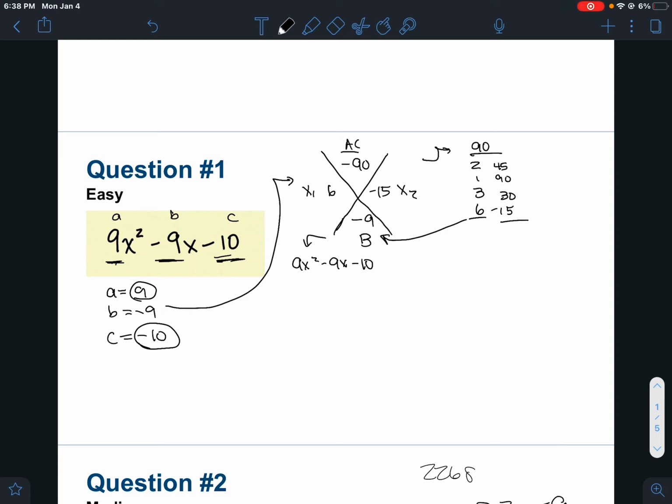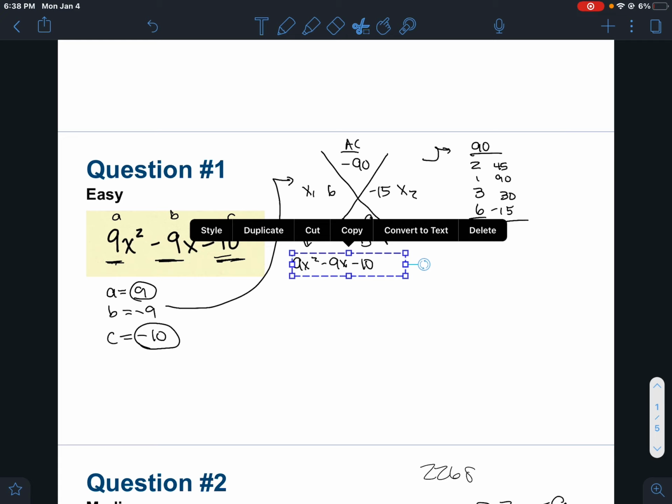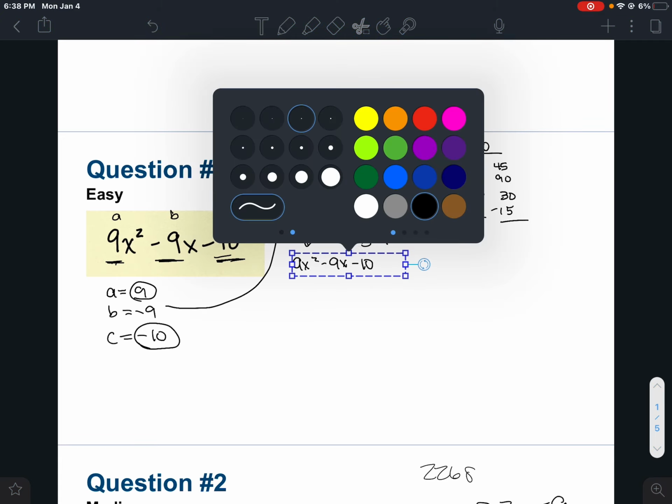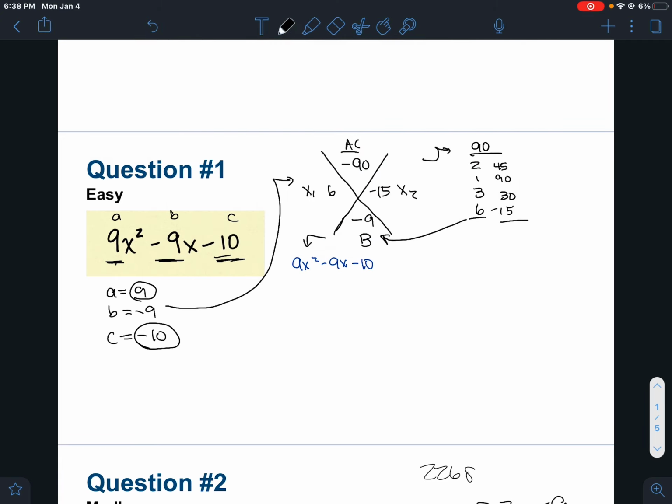And what we're going to want to do now is change the color of this so we know that we're on the next step. I think this blue looks pretty nice. So we've got 9x squared minus 9x minus 10. We're going to write the same thing, but we're going to change the -9x. Look at the -9x. We're going to change it to plus 6x minus 15x minus 10. For those who don't understand that, we're simply writing the term -9x differently.